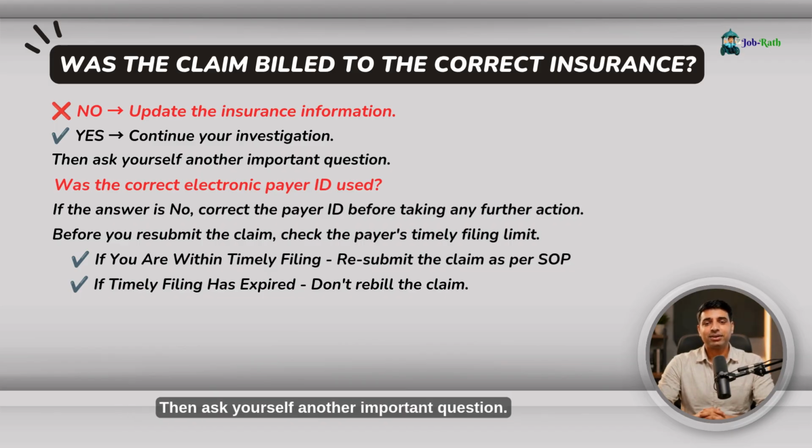Then ask yourself another important question. Was the correct electronic payer ID used? Even if you billed the correct insurance company, using the wrong payer ID can send the claim to the wrong electronic destination. Always compare the payer ID used on the claim with the payer's current electronic payer ID required for claim submission. Then ask yourself, was the correct payer ID used? If the answer is no, correct the payer ID before taking any further action.